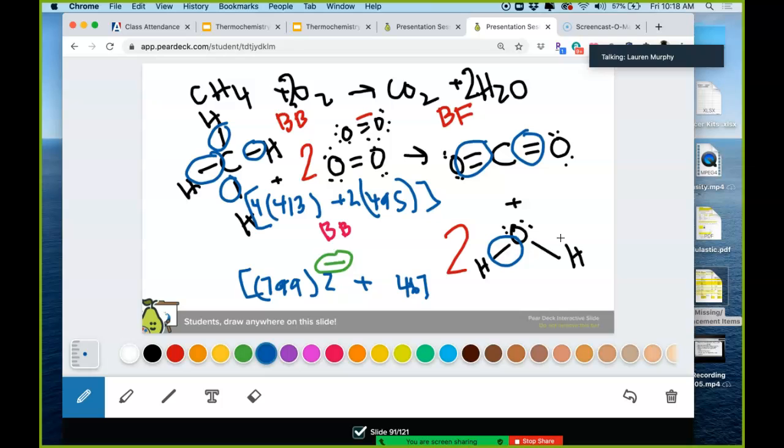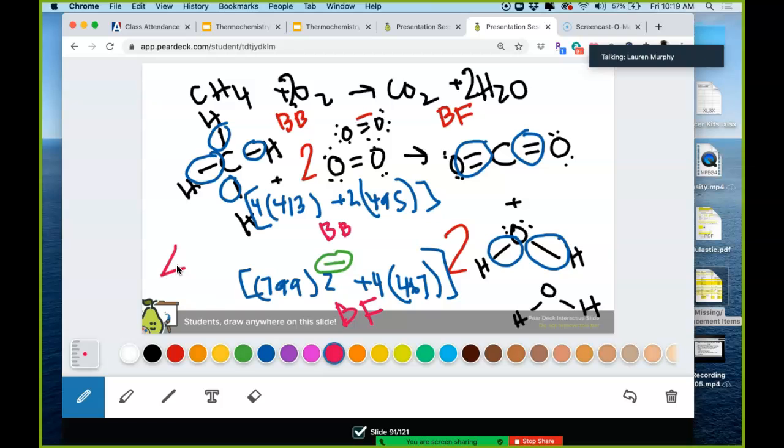There are 2 oxygen-hydrogen bonds in a water molecule, just one water molecule. But I have 2 water molecules. So it would be like me drawing this water molecule twice. So technically there's 1, 2, 3, 4 oxygen hydrogens we have to account for. So bonds broken minus bonds formed.